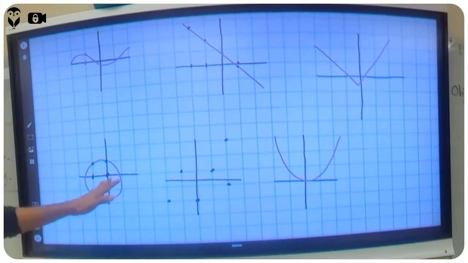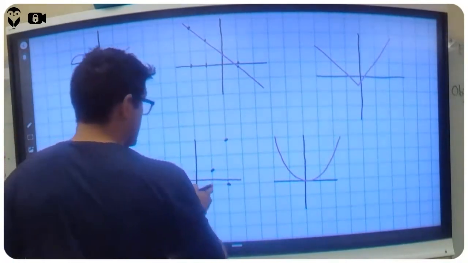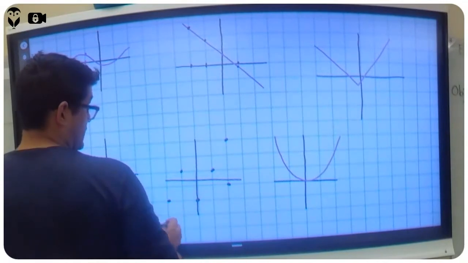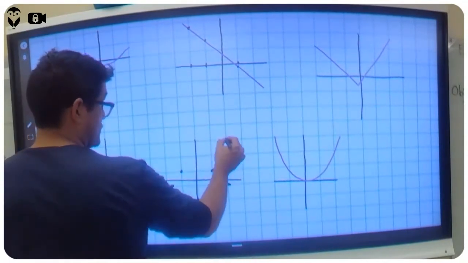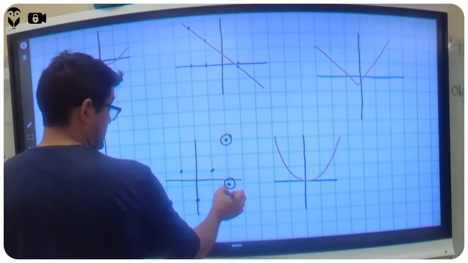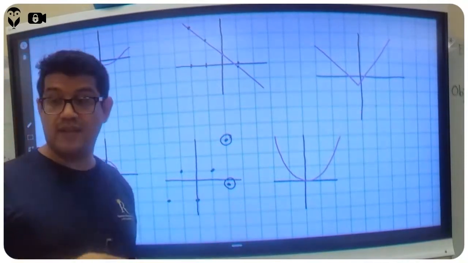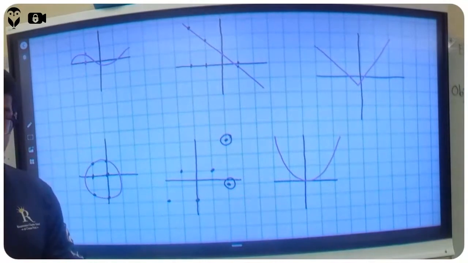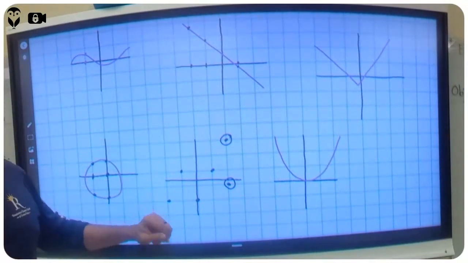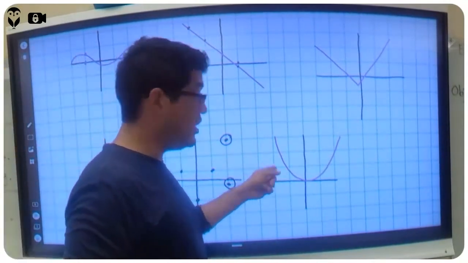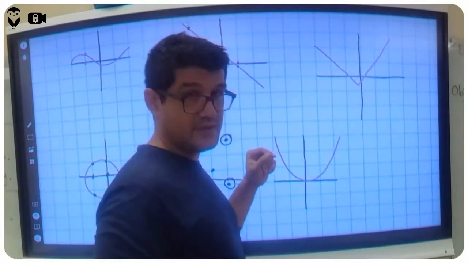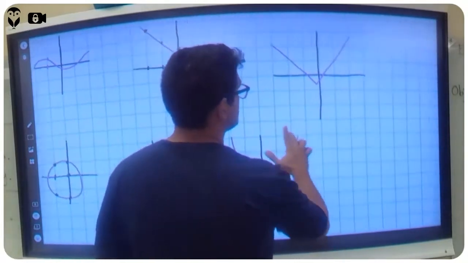This one, is it linear? No. Is this one linear? No. But now we're just checking if it's a function. It's not a function because of this one and because of this one. They're right on top of each other. You're not allowed to have any part of the graph on top of itself. Here, is this linear? No. Is it a function? Yes.